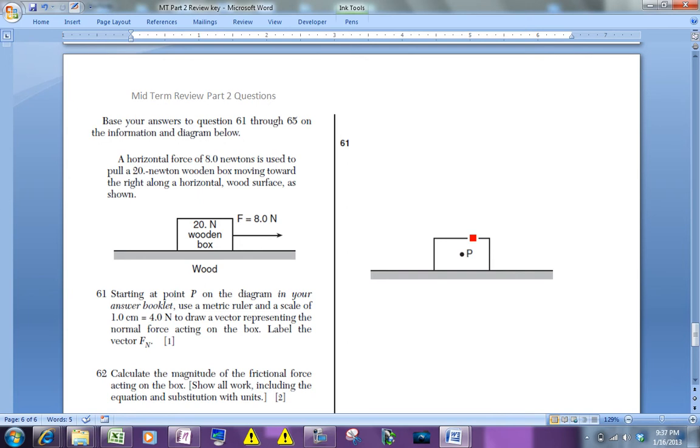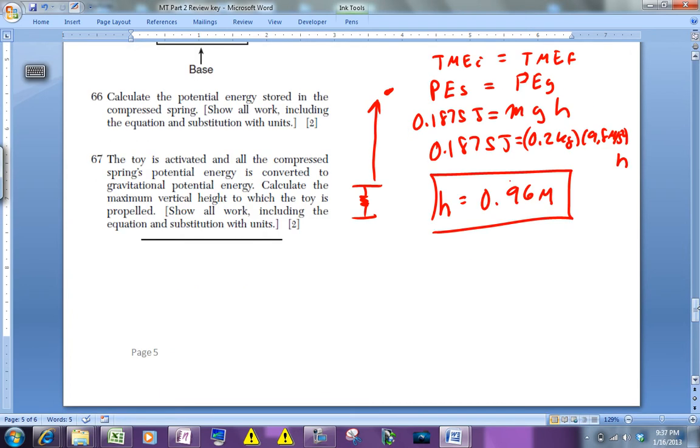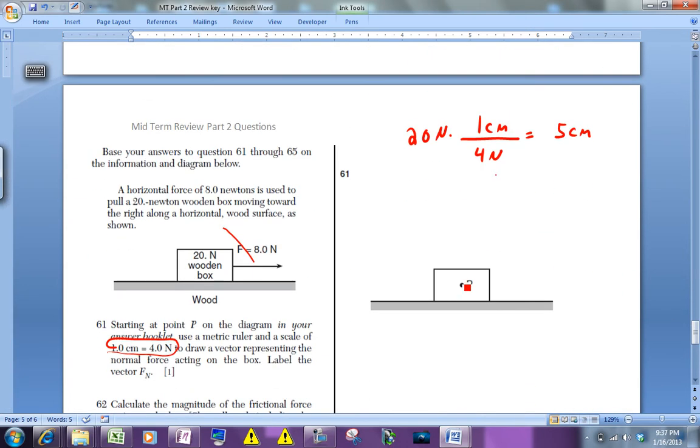We're told that the scale to use is that 1 centimeter equals 4 newtons. So we need to take that 20 newtons. We want to get rid of newtons, so we're going to say 4 newtons on the bottom equals 1 centimeter on the top. And that is going to give you a length that is 5 centimeters. Then you're going to take a ruler and draw a straight line upwards to scale, and it's got to be 5 centimeters long. So that's the first part of it.